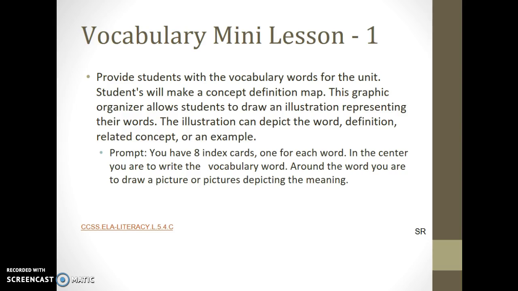Prompt: you have 8 index cards, 1 for each word. In the center, you are to write the vocabulary word. Around the word, you are to draw a picture or pictures depicting the meaning.